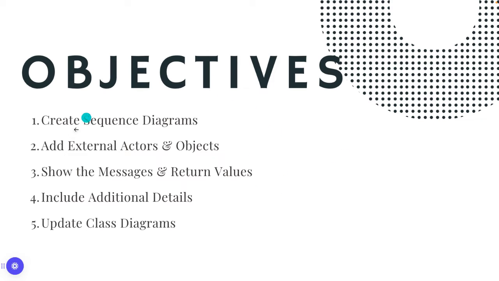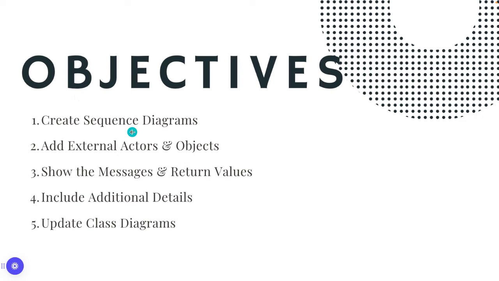So the objectives for this section are to create sequence diagrams. We're going to add external actors such as our employee or customer and our payment system, and we're going to add objects such as our user interface or our user objects.